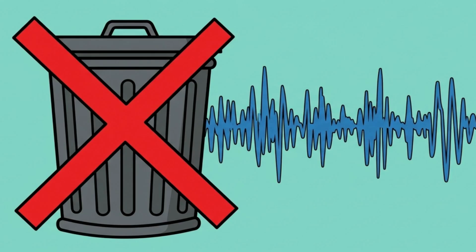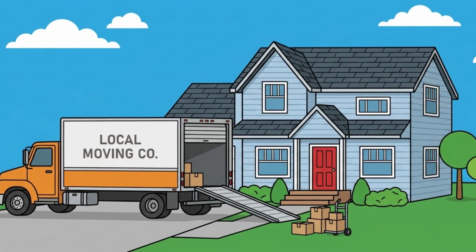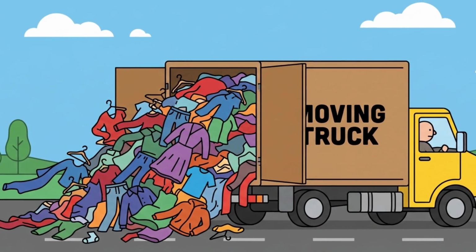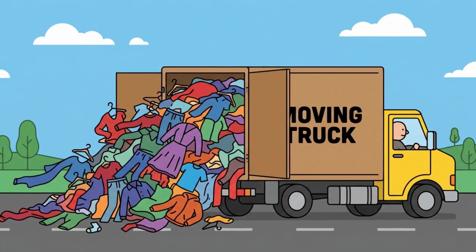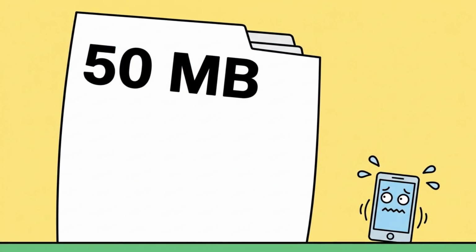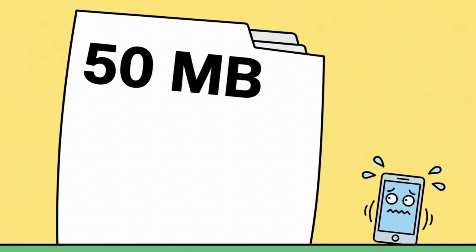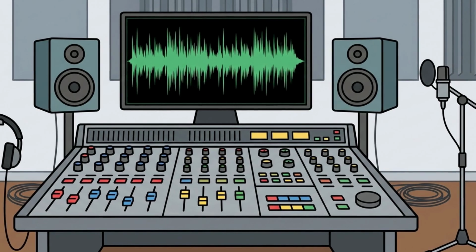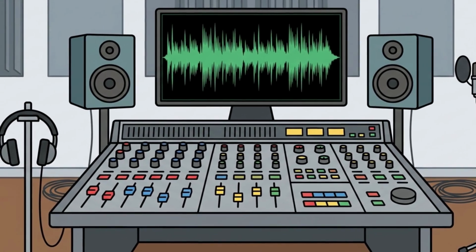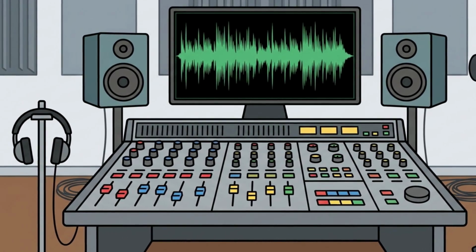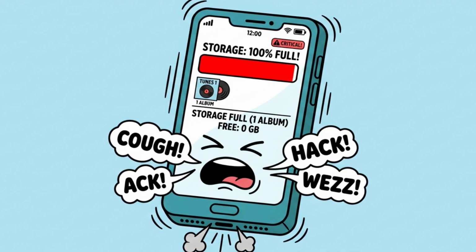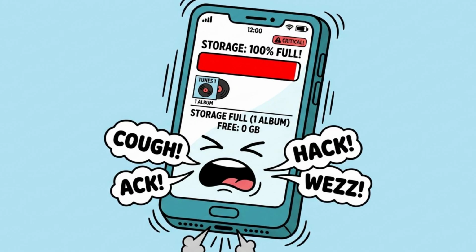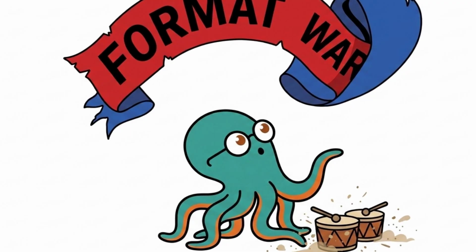Picture packing for a trip by backing a truck up to your house and dumping your entire closet in it. Every shirt you own, unfolded. That's WAV. Flawless quality and absolutely gigantic. One song can be 50 megabytes or more. This is what studios record and edit in, and what almost nobody streams, because your phone would choke after a single album. Perfect to keep, impossible to carry, and that one problem, beautiful but way too big, kicked off the entire war.